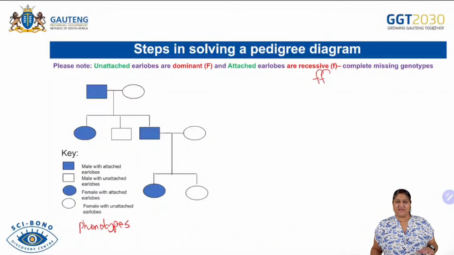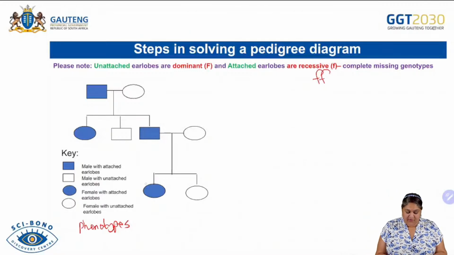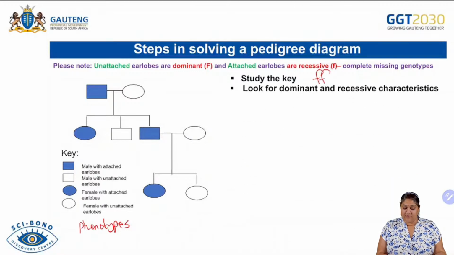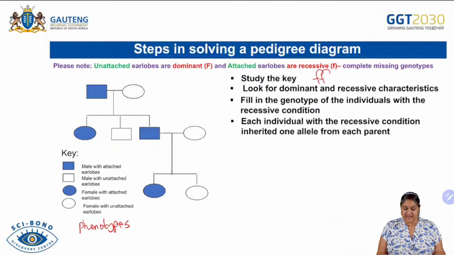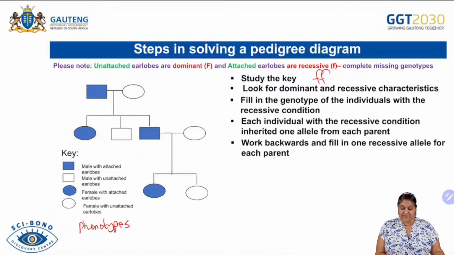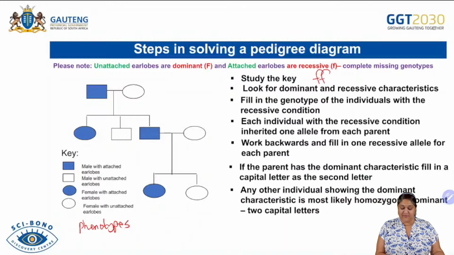So whenever you get a pedigree diagram, work out the offspring, okay? We're giving you the steps here. If you study the key, you look for the dominant and recessive characteristics. We did that. We fill in the genotype of individuals with the recessive condition. Okay, so here we're going to fill them in. Then each individual with the recessive condition inherits one allele from each parent. I just want all the steps to come up and then we can go through it.